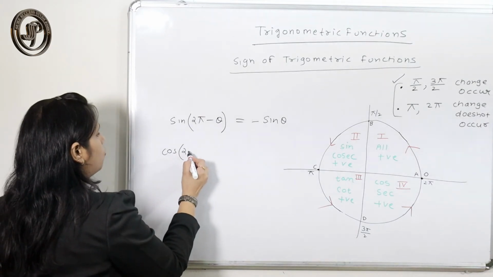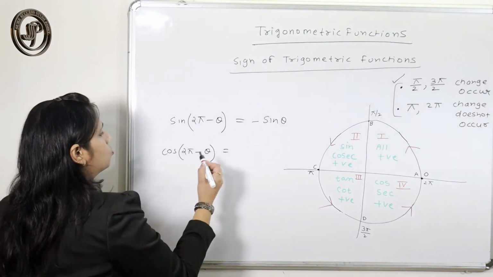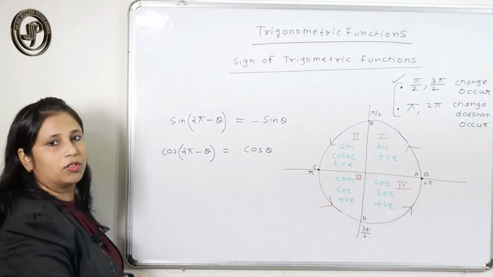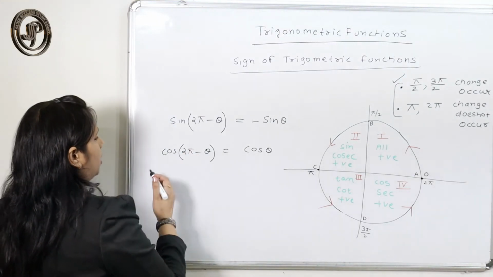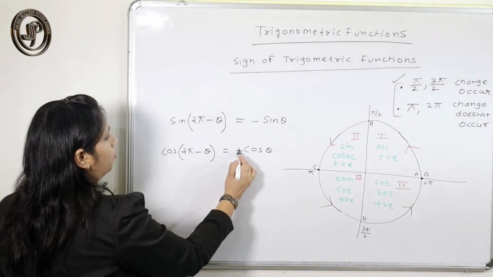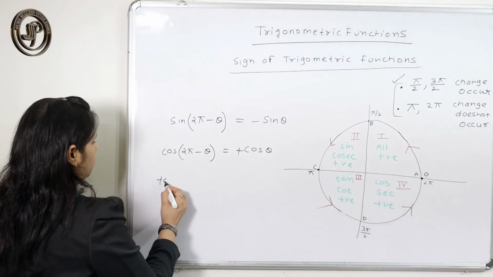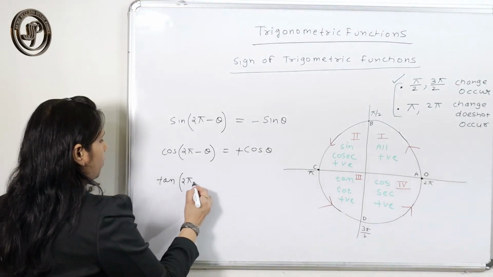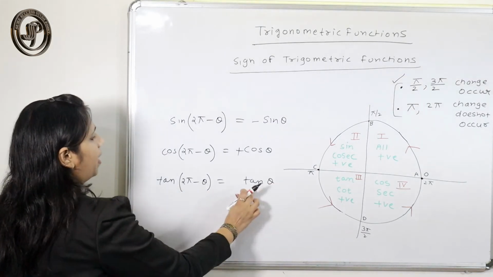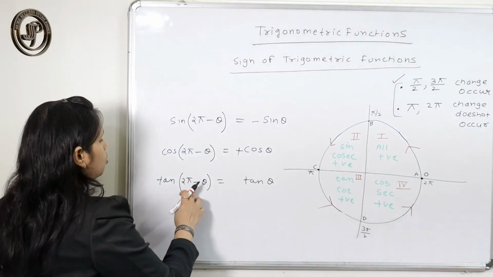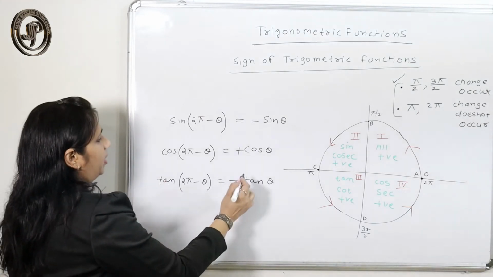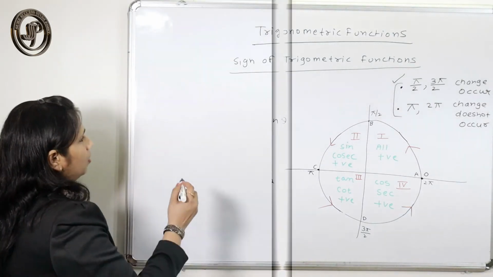In the same way, cos of 2 pi minus theta will remain cos theta, as with 2 pi change does not occur. And here what will you do? In the fourth quadrant cos is positive, so you just put the positive sign. Tan of 2 pi minus theta is tan theta, because with 2 pi tan will not convert into cot. In the fourth quadrant tan is negative, so you just put the negative sign.